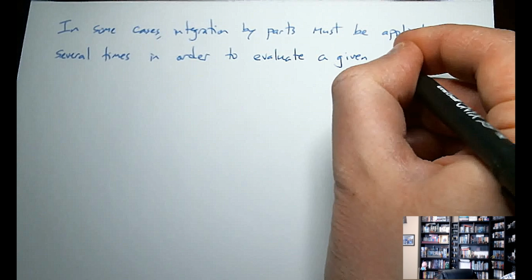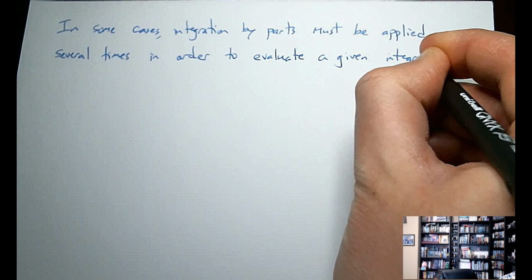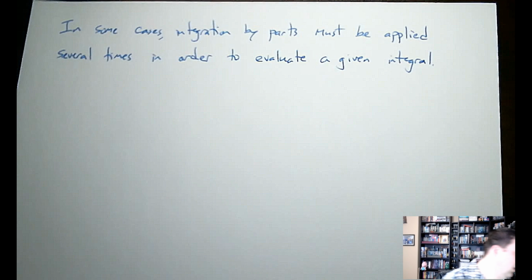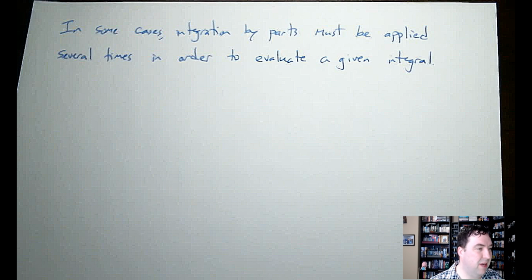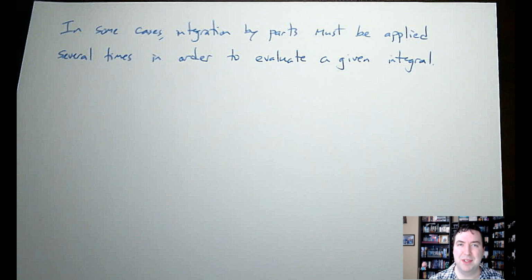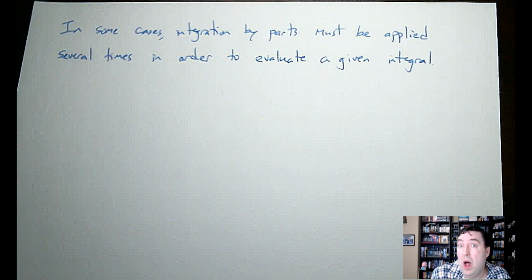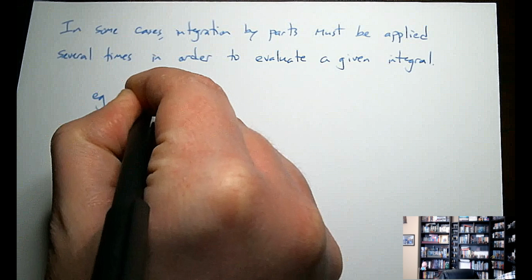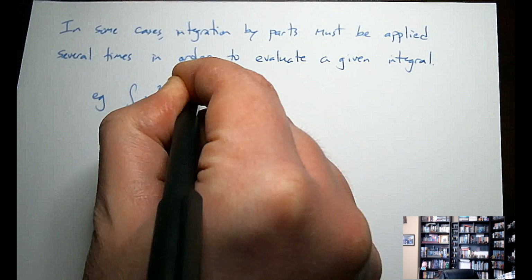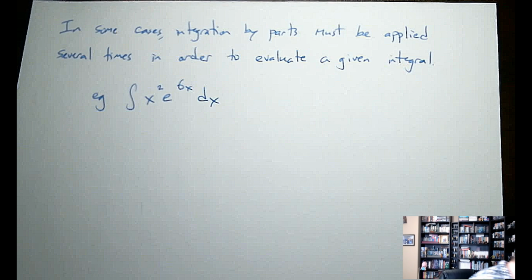And several in this case could mean 2 times, it could mean 3 times, in principle it could mean 100 times. Now, of course, on a homework assignment or a final exam, we're not going to make you use integration by parts 100 times. But in theory, that could happen. And let's look at an example to see, well, why could that happen? How would that come about, and how would we deal with it if it does?